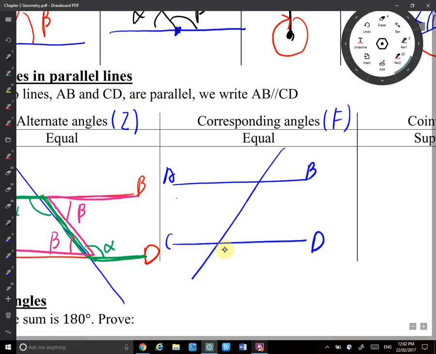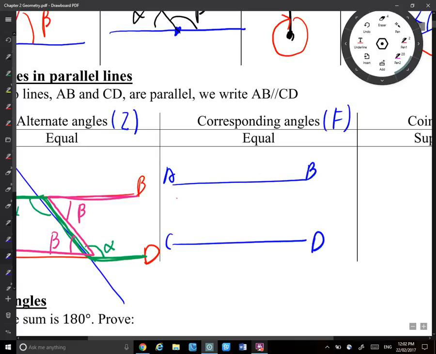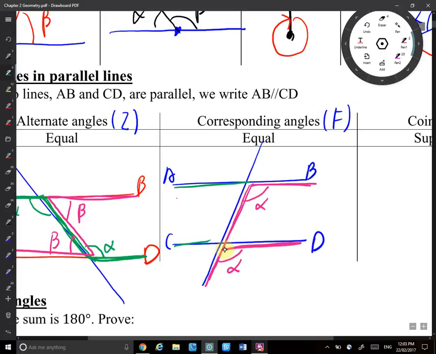So what can be an F shape? This can be an F shape. You can see this F. In this F shape, the two angles in the corner will be equal. I can also find other F shapes. For example, this one, that's a reflected F shape. Still the same position, you can have equal angles.